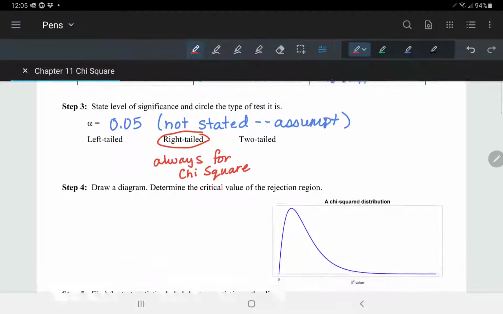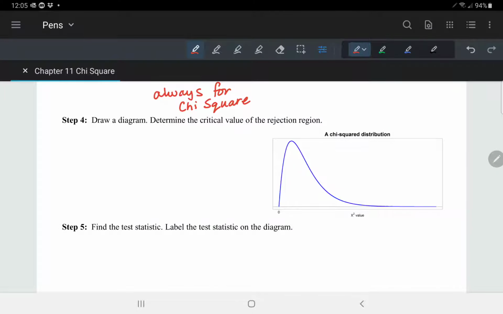Okay, so now we need to draw our diagram. Here's our chi-squared distribution. It's a right-tailed test at 5%. So in here, we're looking for 5%. And that means we'll be looking for, using our table, chi-squared at 0.05 to the right. We need to know the degrees of freedom. The degrees of freedom are the categories minus 1. We have 5 categories minus 1, so our degrees of freedom is 4.